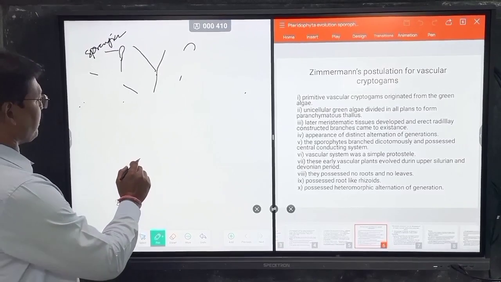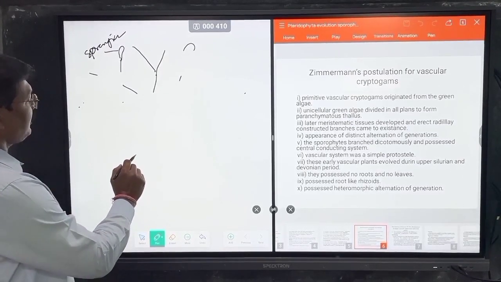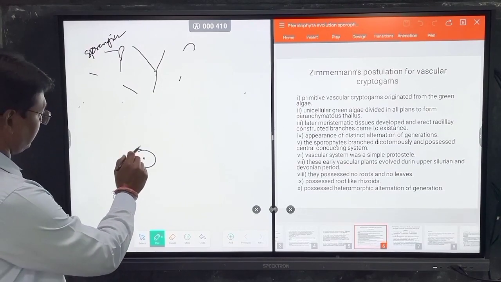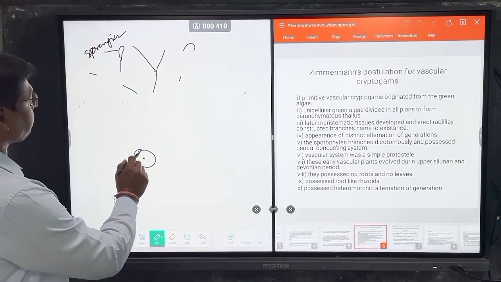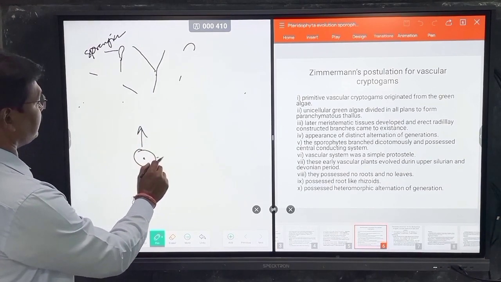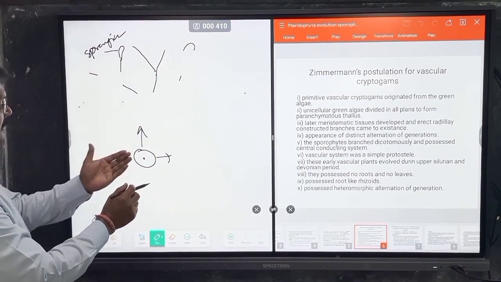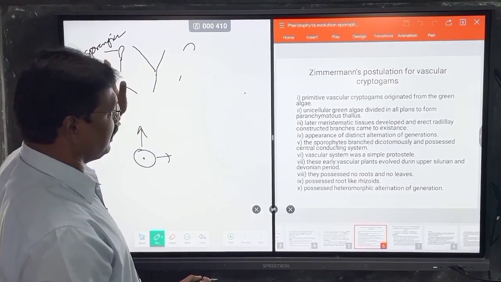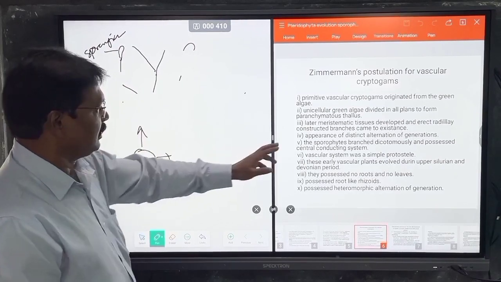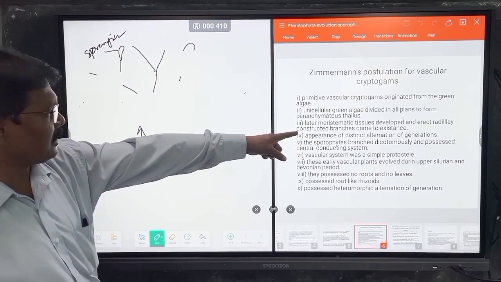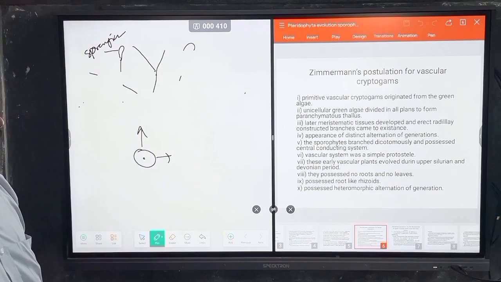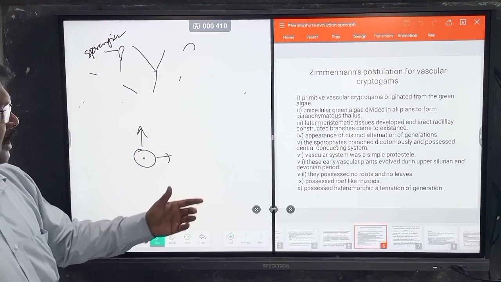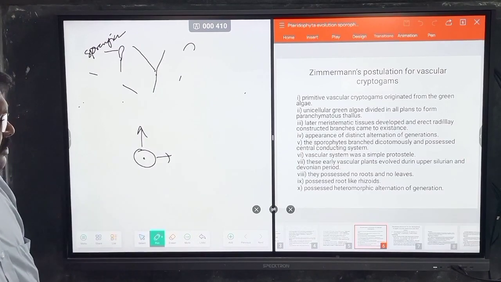Suppose in parenchyma, all plants means, suppose this is unicellular green algae, and it actually divided in all plants. When these plants, or here, the other plants in here. So ultimately, it produced the whole structure. Later the meristematic tissues develop and erect readily constructed branches came to exist.